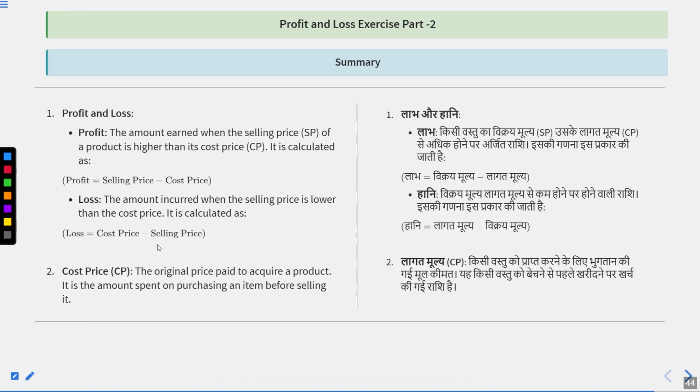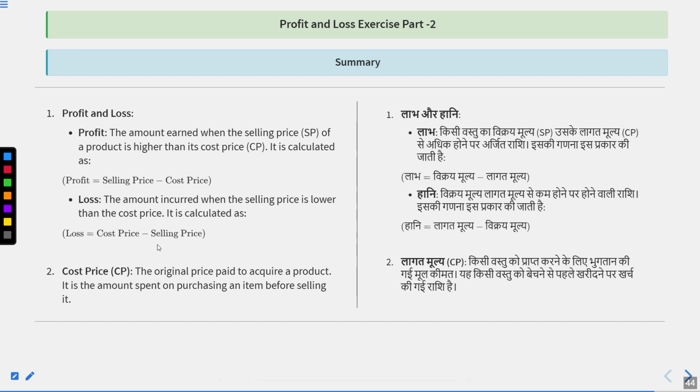Profit and loss. What is profit? The amount earned when the selling price of a product is higher than its cost price. It is calculated as profit equals selling price minus cost price. In the same way, loss is the amount incurred when the selling price is lower than the cost price. It is calculated as loss equals cost price minus selling price.